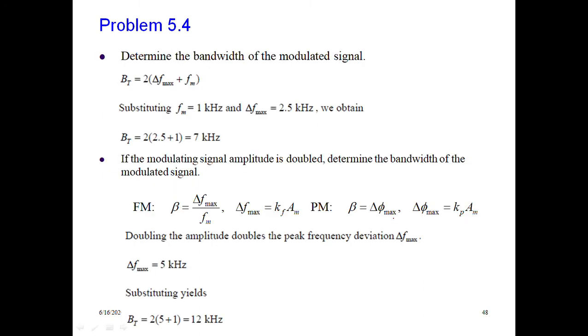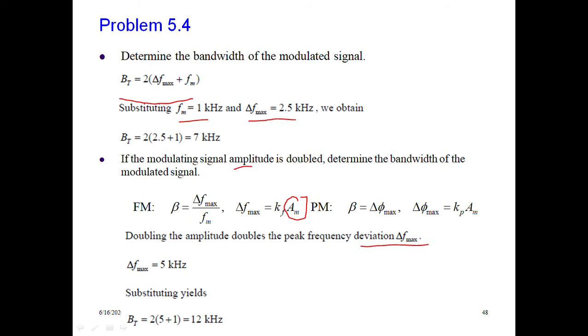For the first one, determine the bandwidth. This one uses the Carson formula: delta F max plus fm, multiplied by 2. We know fm is 1 kilohertz, and the peak or maximum frequency deviation is 2.5. So the total is 2.5 plus 1, which is 3.5, multiplied by 2 is 7 kilohertz. Now the question is, we double the amplitude. Does the total bandwidth become double? Doubling the amplitude will double the peak frequency deviation delta F max, because this is where the amplitude of the signal appears.